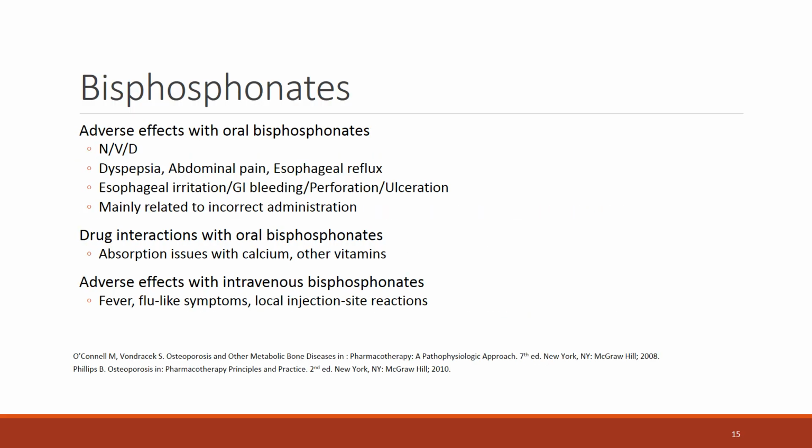There are adverse effects with oral bisphosphonates. They are considerable and things to consider. They can cause nausea, vomiting, or diarrhea, but the bigger issue is some of the dyspepsia and abdominal pain that patients will get. It's a large enough pill, and patients can have esophageal irritation if the pill gets stuck on its way down or is not taken with enough water. And so there's been GI bleeding and perforations and ulcerations that have developed. So it's real important that patients take it correctly, which we'll be talking about.